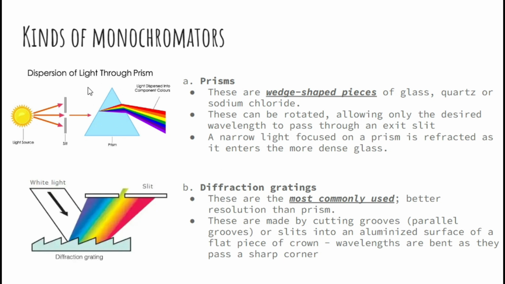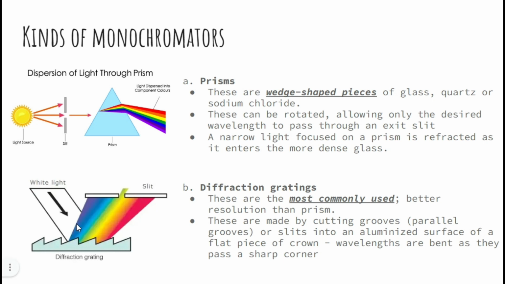So here is again a prism. Next po natin are the diffraction gratings. Diffraction gratings is the most commonly used monochromator. Ayan. Better resolution than prism, and these are made by cutting grooves or parallel grooves or slits into an aluminized surface of a flat piece of ground, and the wavelengths are bent as they pass the sharp corner.